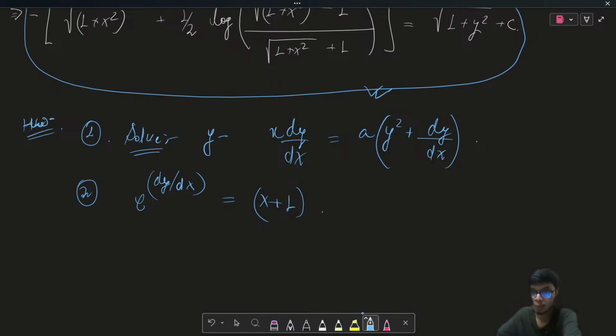These are the two homework problems that I want to give all of you. Try to solve these questions and come up with a solution in the next class. Please let me know the answers in the next class, or you can write down the answers in the comment section.